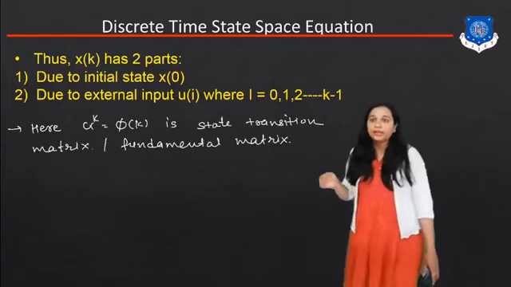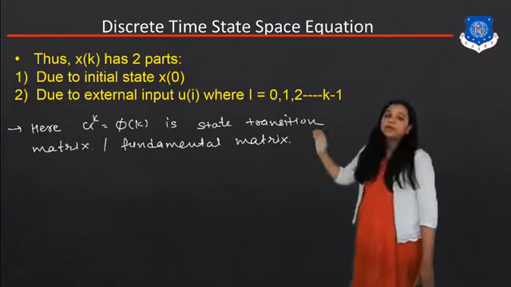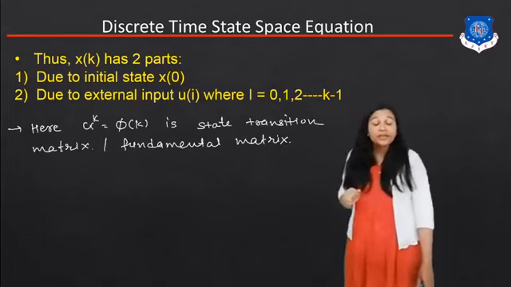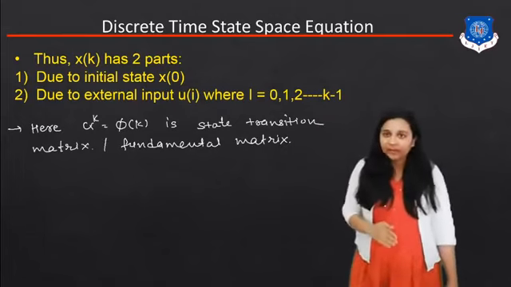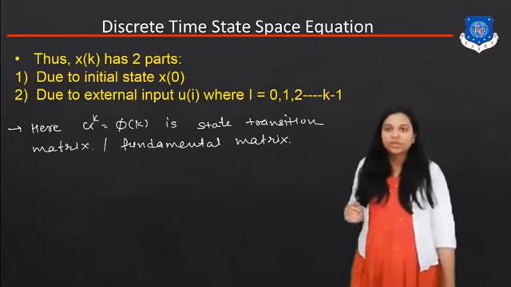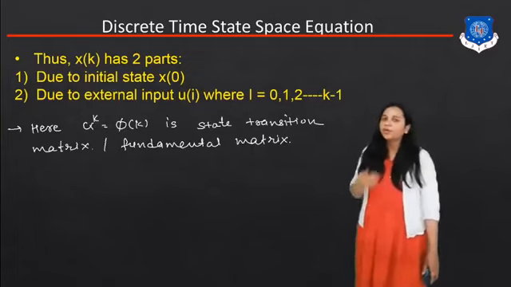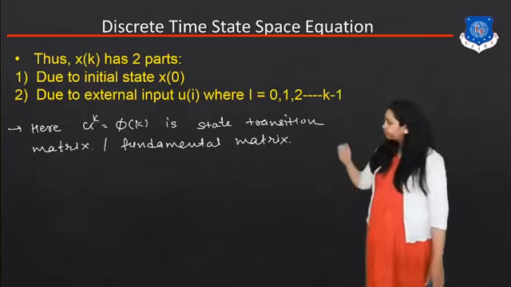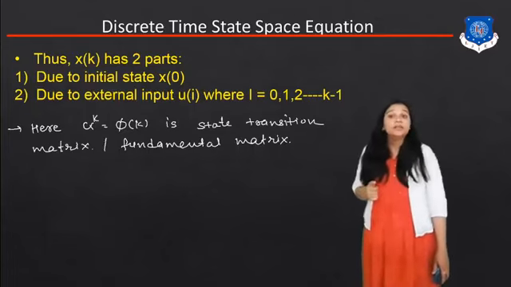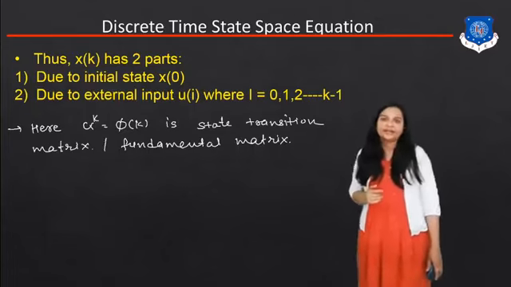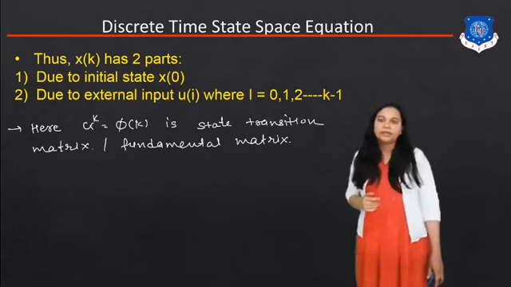Clear? So here G raised to k is equal to phi of k. It is known as the state transition matrix or the fundamental matrix. So in every solution or every example, we have to find the value of the state transition matrix. Clear?